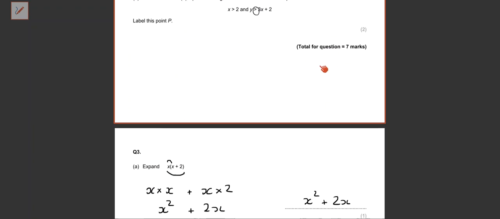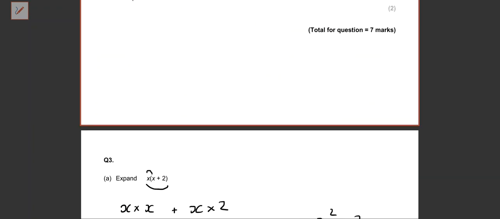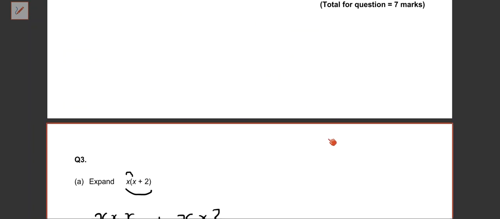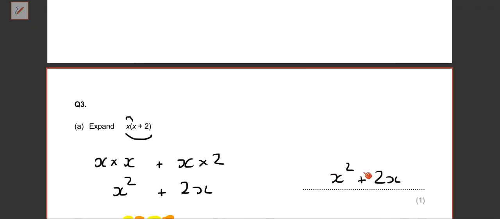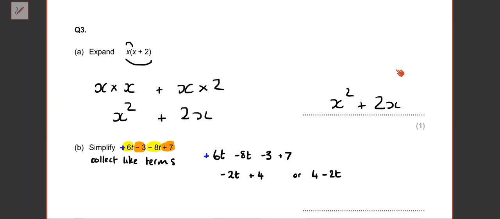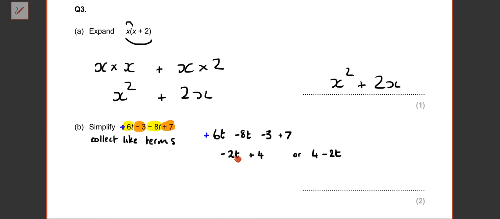Okay, so now we're on to a bit of the algebra stuff again. I was kind of hoping that you'll be fine with this. Expanding. x squared plus 2x, 1 mark. Minus 2t plus 4. So we're collecting the like terms. Or 4 minus 2t, whichever one. You aren't supposed to put it in brackets? Pardon? No, that's factorized.